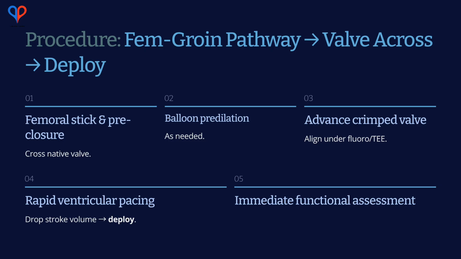To deploy the valve, the stenotic aortic valve is crossed and, if necessary, predilated. The crimped bioprosthesis is then advanced and precisely aligned within the annulus. Rapid ventricular pacing is initiated to transiently reduce stroke volume and stabilize the valve position during deployment, preventing it from being displaced by ejection forces.